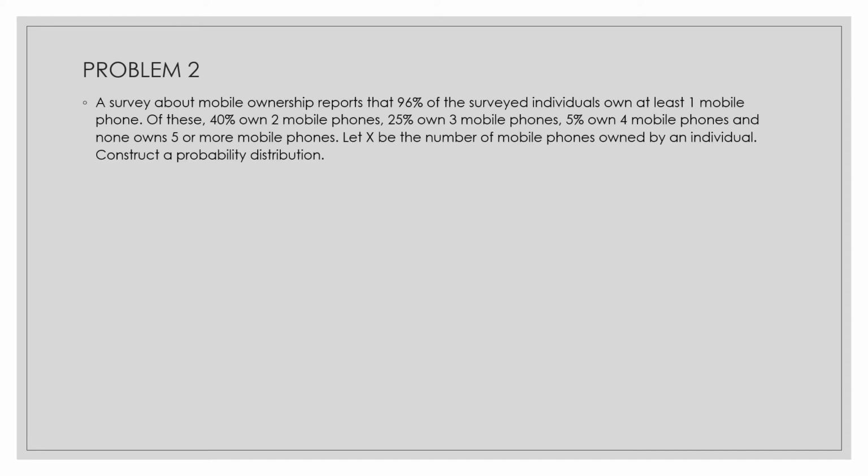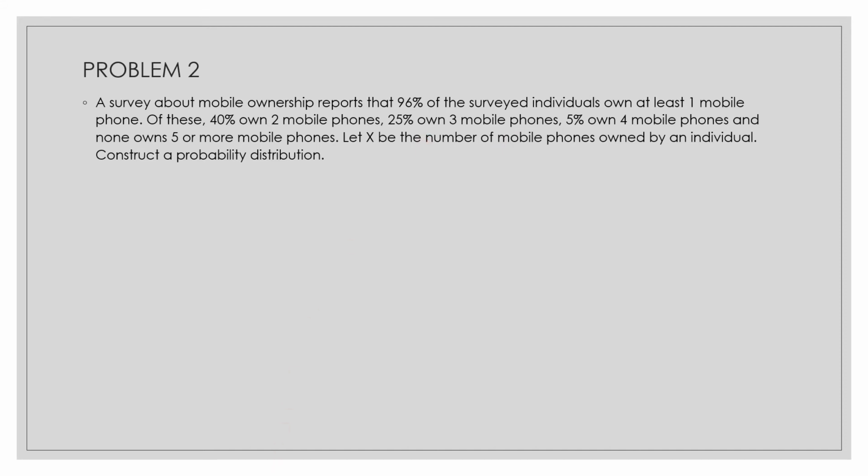Let us have our second problem. It is a survey about mobile ownership that reports that 96% of the surveyed individuals own at least one mobile phone. Of these, 40% own 2 mobile phones, 25% own 3 mobile phones, 5% own 4, and no one owns 5 or more. So let X be the number of mobile phones owned by an individual. Construct a probability distribution. So our random variable here is the number of mobile phones owned by an individual.